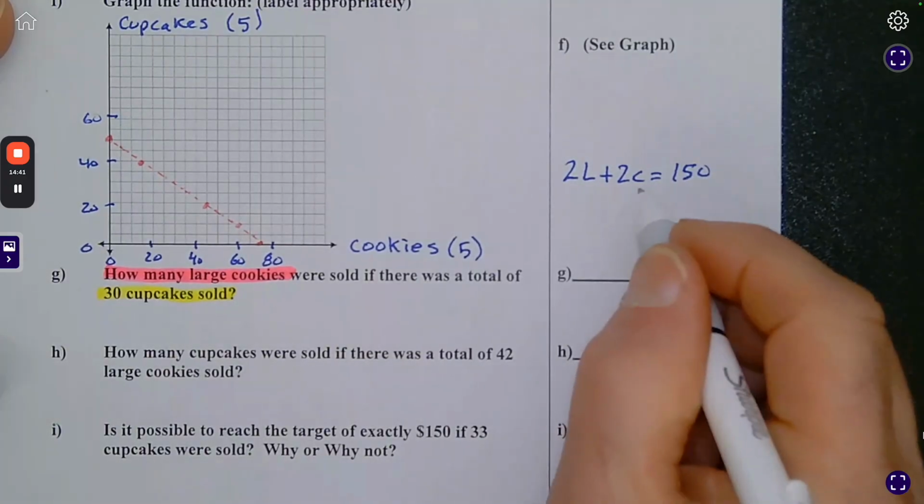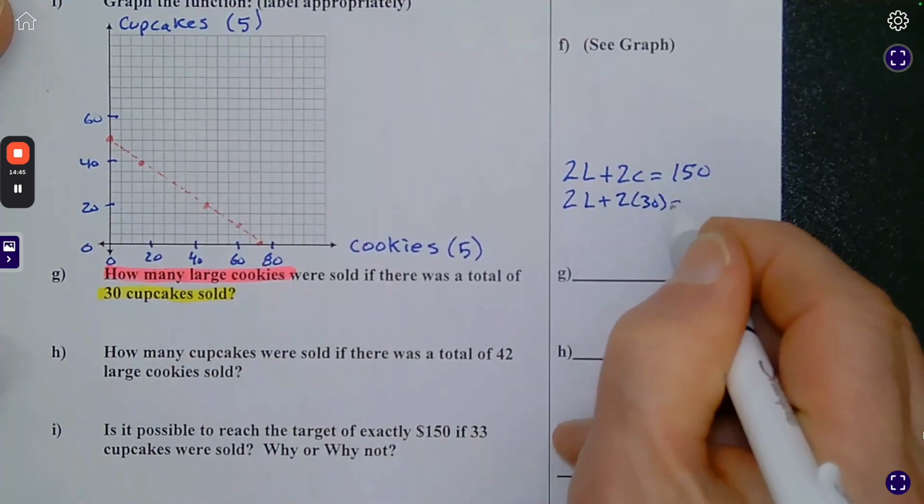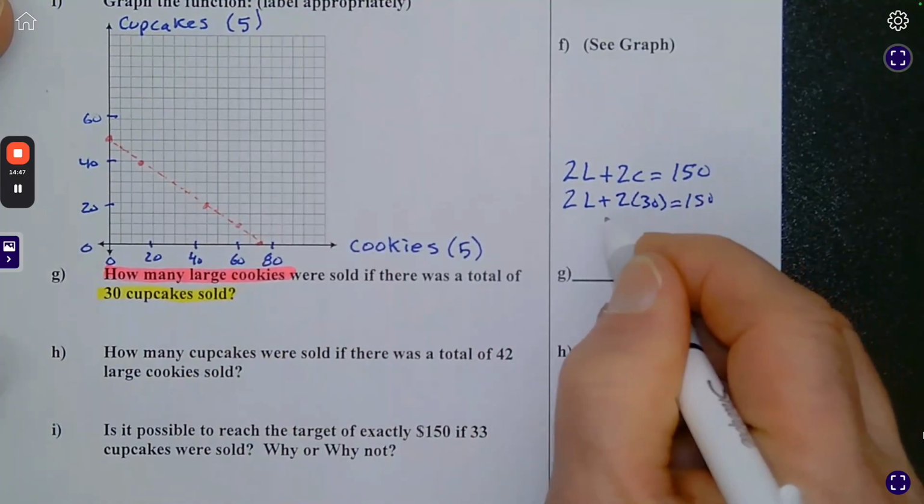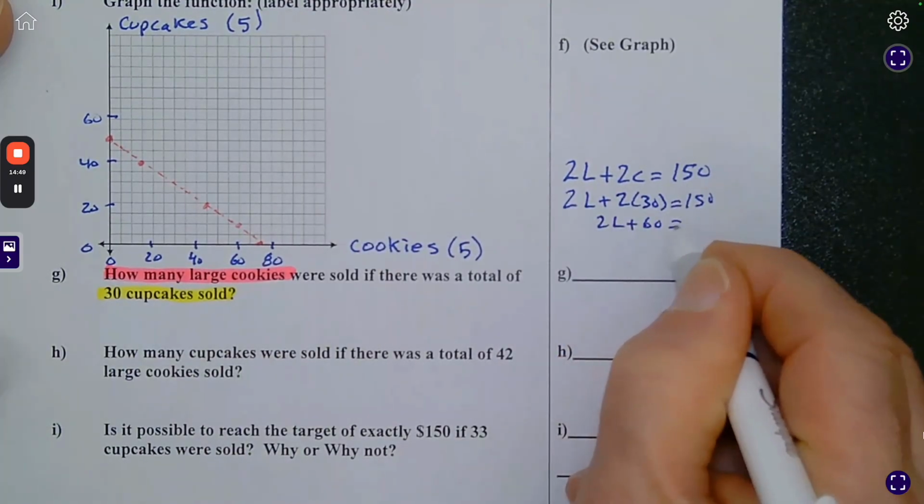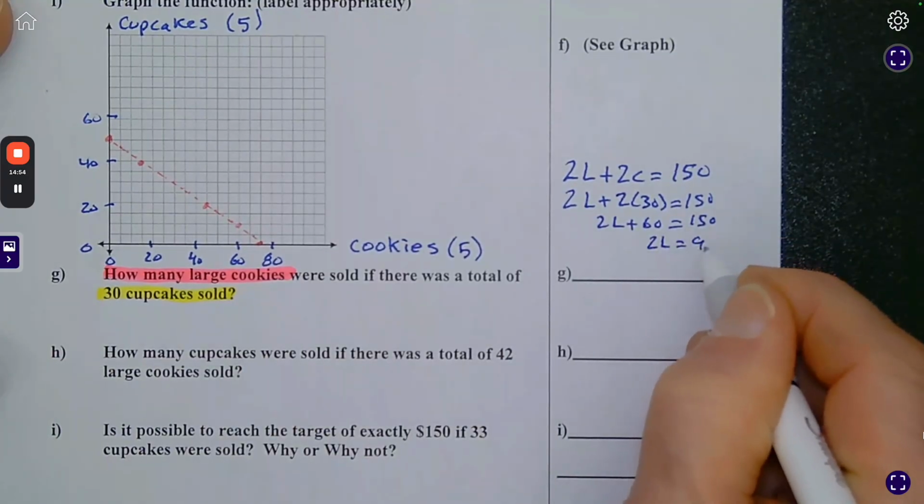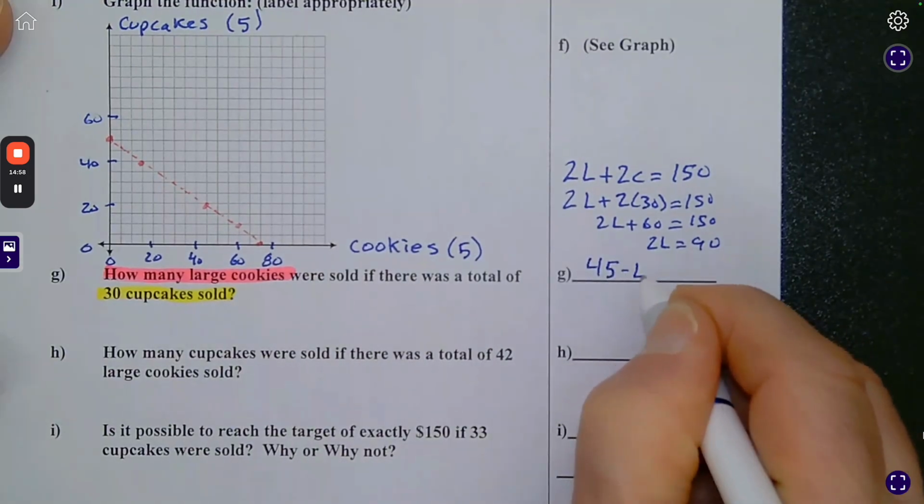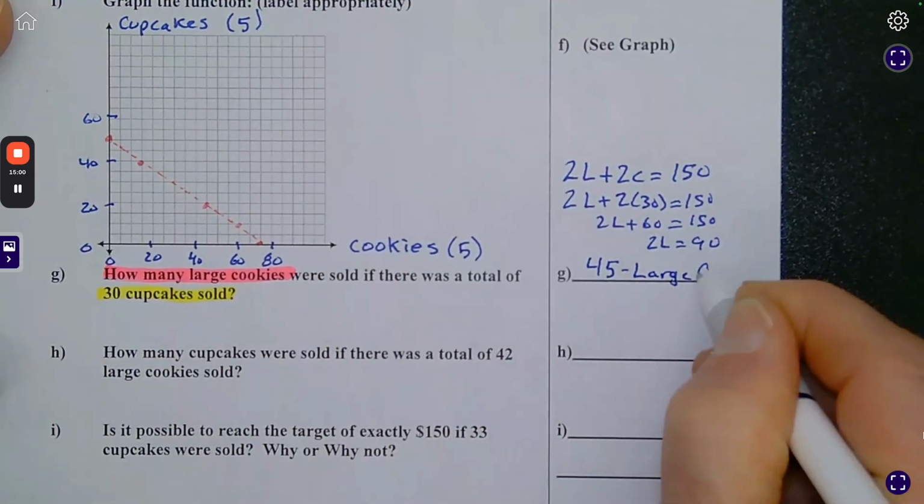So, cupcakes, right there, that's 60. Subtract 60 and you get 90. Divide 90 by 2 and you get 45. 45 large cookies.